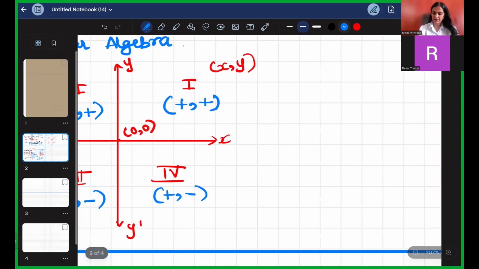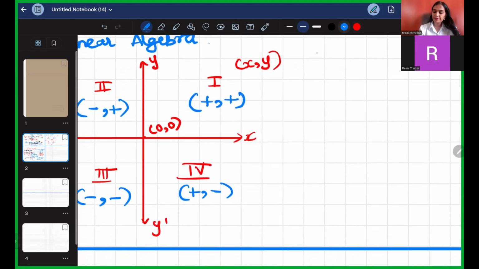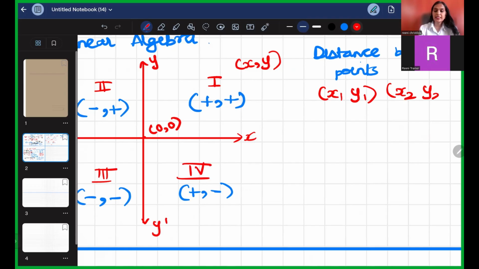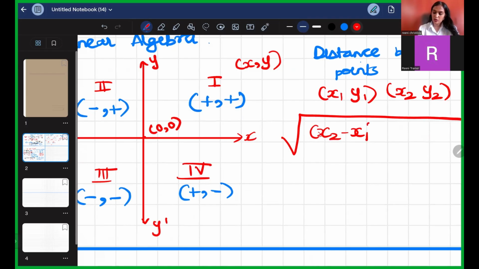So when we have 2 points, what is the distance between 2 points? So distance, say you have 2 points, x1, y1, x2, y2. What is the distance between these 2 points? So distance formula is nothing but root over x2 minus x1 whole square plus y2 minus y1 whole square, right? Say I give you 2 points. So we have to find out the distance between the 2 points.